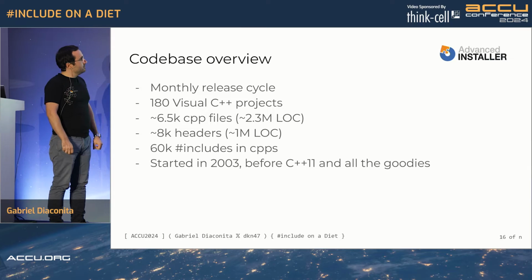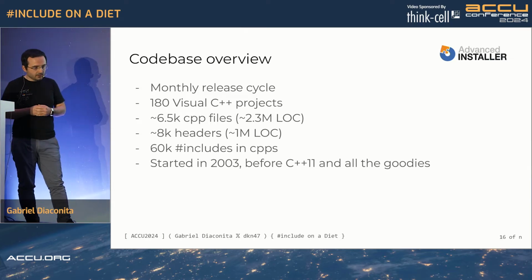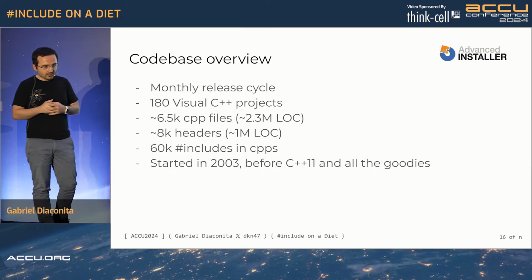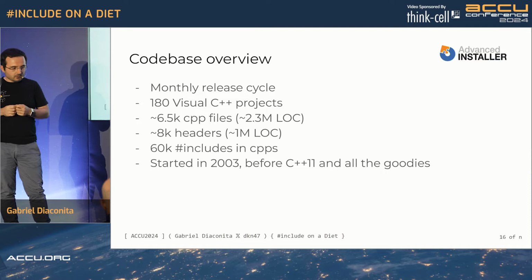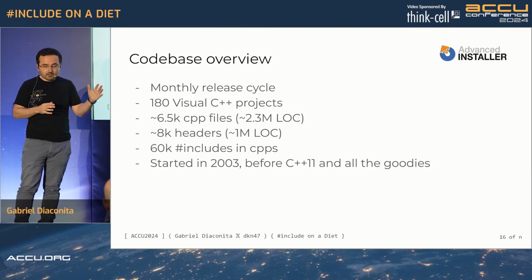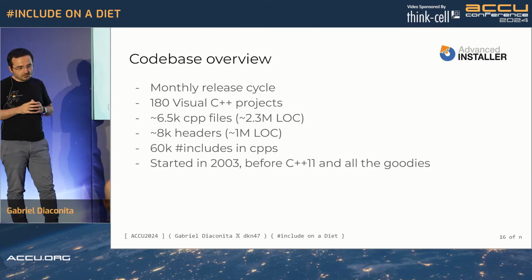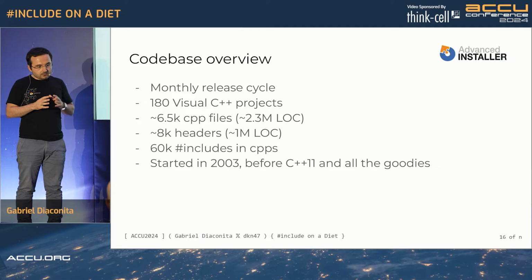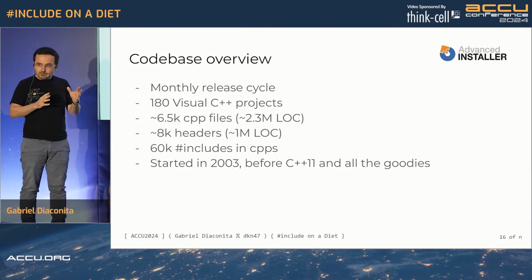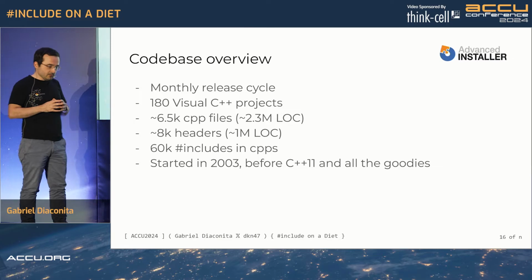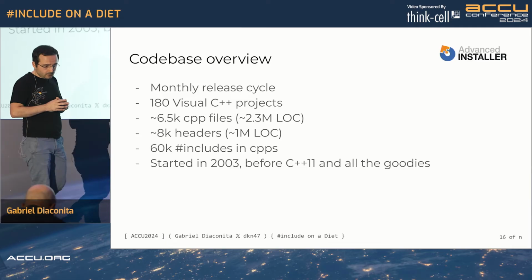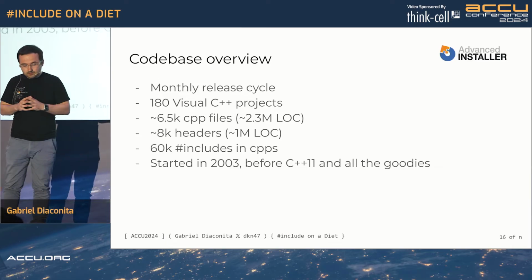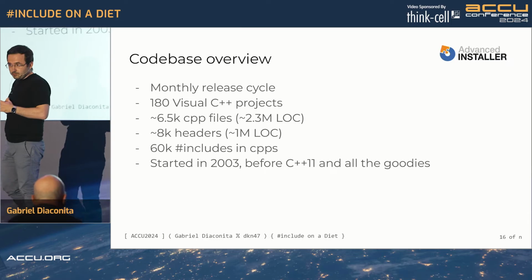Let's take a few seconds to appreciate the scale of the task that we took. Our project is not the greatest one out there, but it is certainly large. We have 180, give or take, Visual C++ projects, approximately 3.5 million lines of code, 60,000 includes only in CPP files, and it is a well established and mature product.